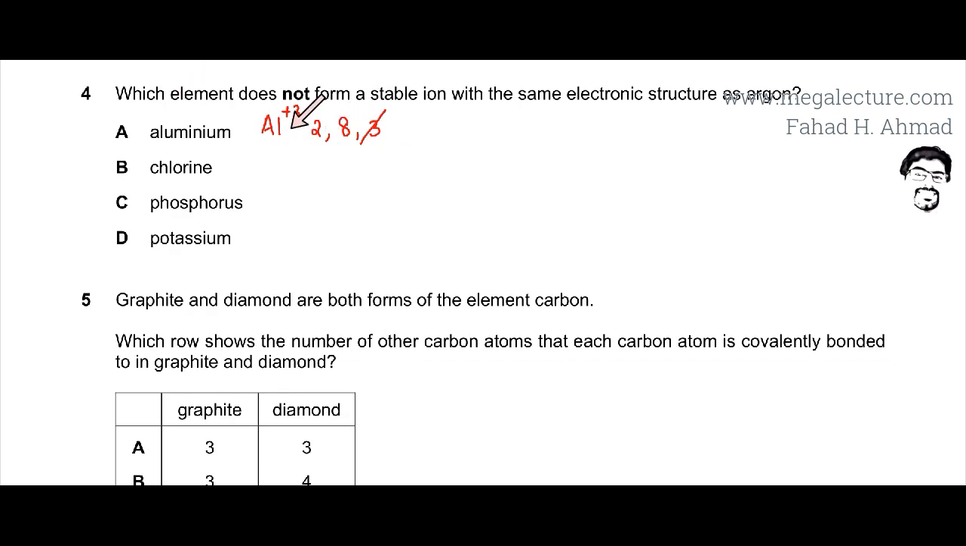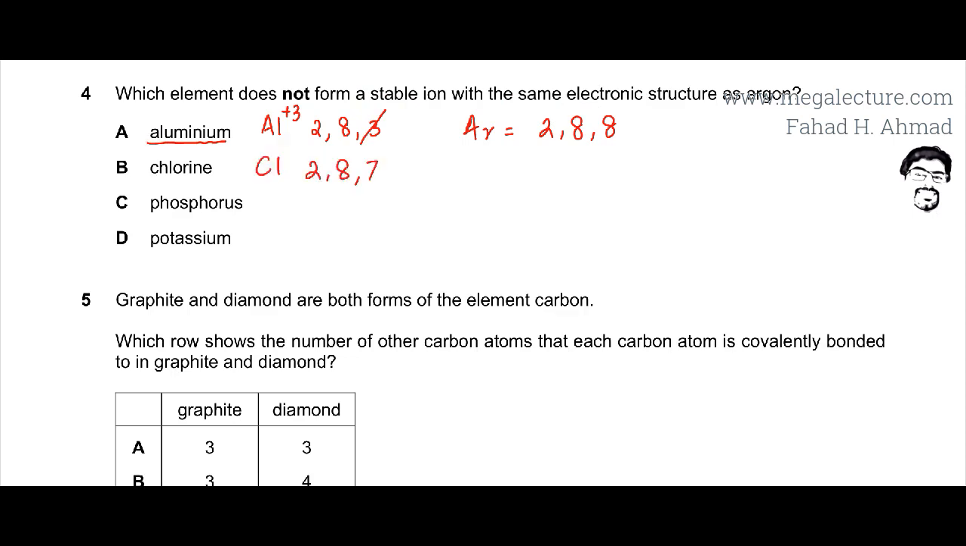Now, the question was which element does not form a stable ion with the same electronic structure as argon. Now remember, we have to compare it with argon. Argon has 18 electrons, so argon's electronic configuration is 2, 8, and then another 8 electrons in the third shell. So as you can see, aluminium ions have 2 electrons in the first shell, 8 in the second shell, and 0 electrons in the third shell. Argon's electronic structure has 2 in the first, 8 in the second, and 8 in the third. So aluminium is forming a stable ion, but it is not forming a stable ion that has the same electronic structure as argon.